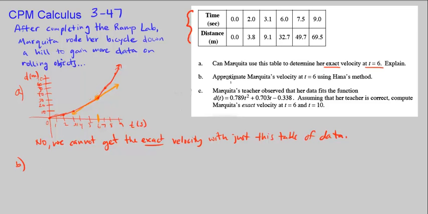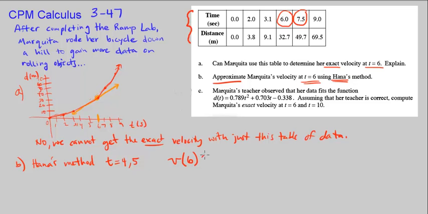Part B says approximate it. Well, we can do that using Hannah's method. Remember, Hannah looked at time 4 to approximate the velocity at time 4. She used time 4 and time 5. Here we're looking for time 6, so let's use time 6 and time 7.5, the one right after it. So we can approximate her velocity at t equals 6.